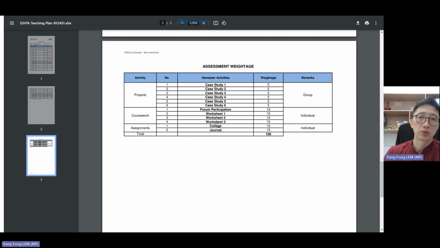Then for coursework is individual work. There will be 10% for forum participation, right? And there will be 3 worksheets. Each of them is 10%. Okay, so what I mean by forum participation, right?